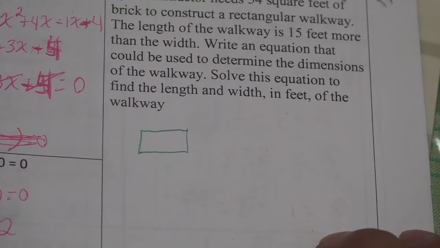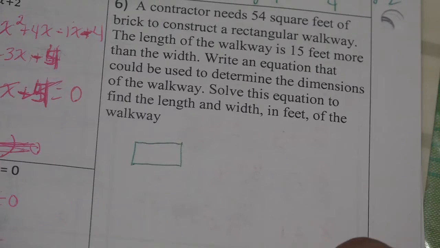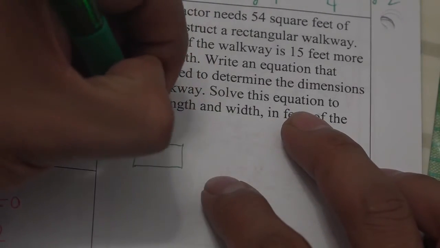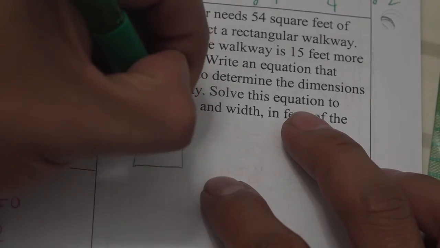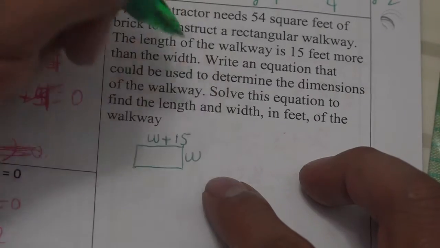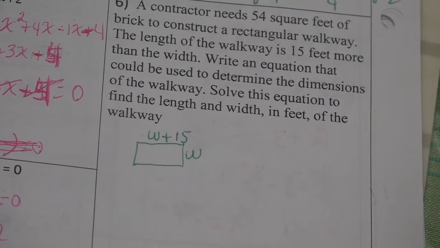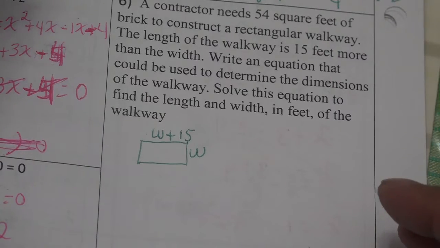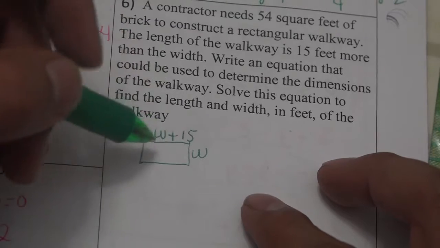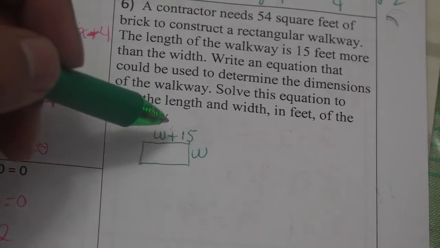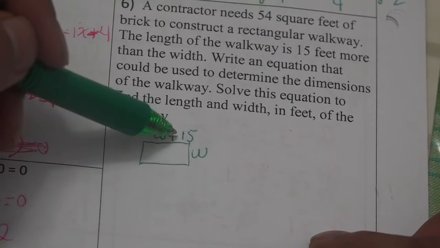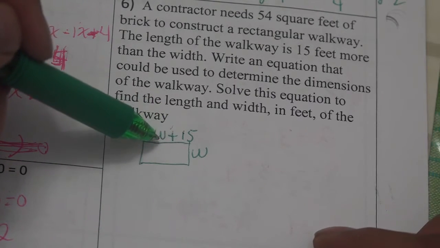This is the rectangle. And what do I know? That the length of the walkway is 15 feet more than the width. Okay, so this length is 15 feet more than the width. And now I know what the width is. The width is W, which I still don't know, but I just said I know, so I can give you a little confidence. Alright, we always write an expression or an equation in terms of the unknown. Alright, 15 more than the width, so I'm assuming it's W plus 15.